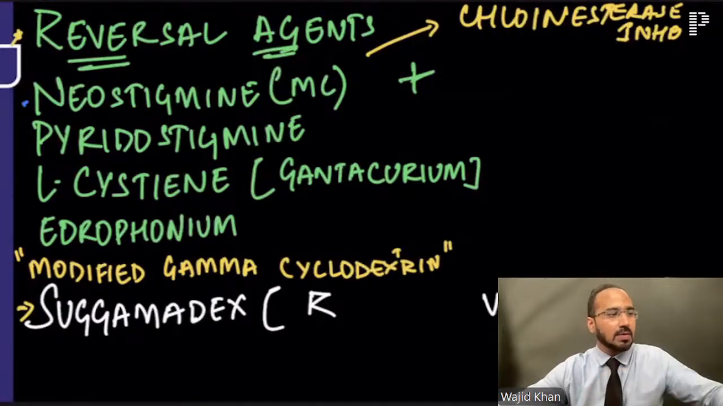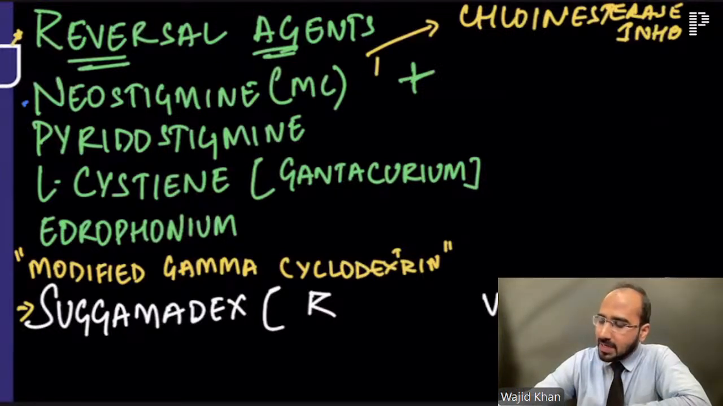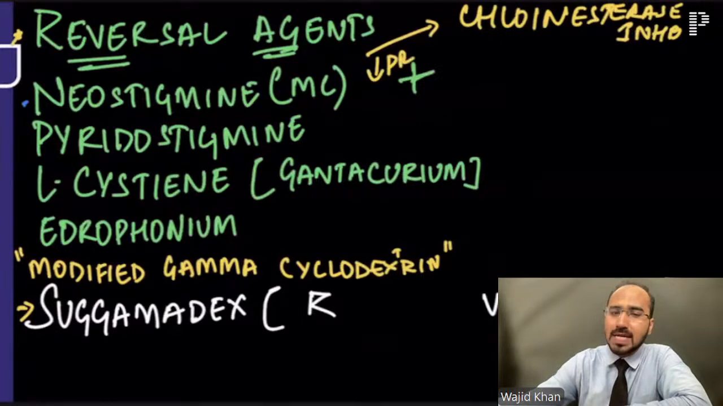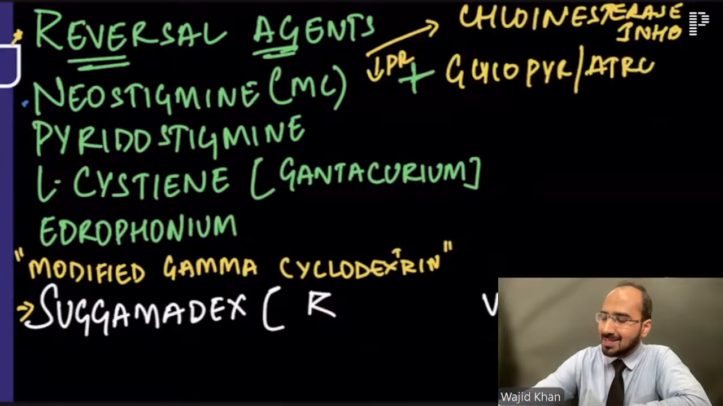Now remember, guys, as we are talking about cholinesterase inhibitors, the commonly used reversal agent is neostigmine. But whenever you give neostigmine for the reversal, what will happen? Patient will develop bradycardia. Due to the cholinergic side effect, patient will have bradycardia. So what we do is, with neostigmine, we either add glycopyrrolate or we add atropine. That is the most commonly used reversal agent.